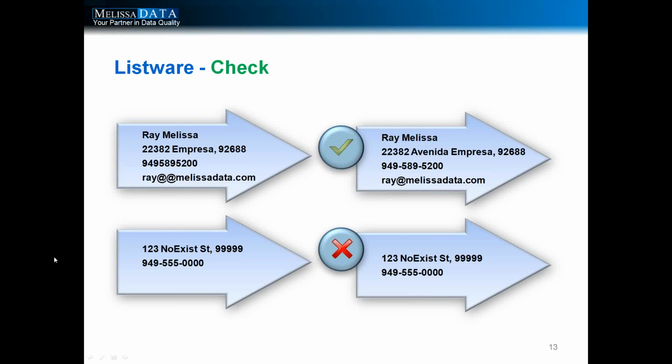An example, we verify and standardize good addresses. As you can see here, some of the address has been standardized, the phone has been standardized, and email syntax corrected. If a contact has a bad address, we do not verify it, or validate it, I should say, and leave it as is.